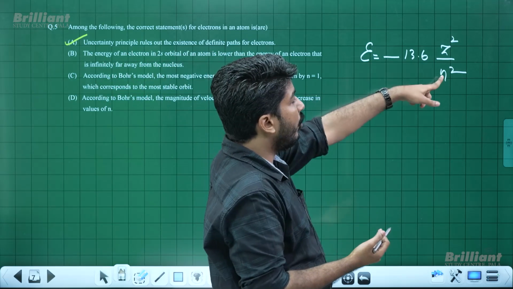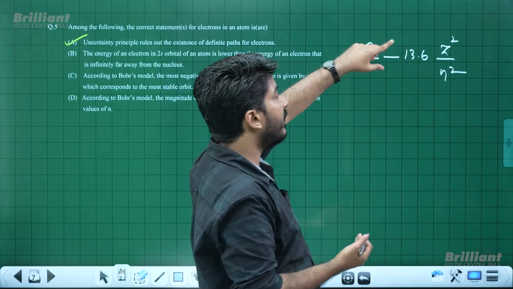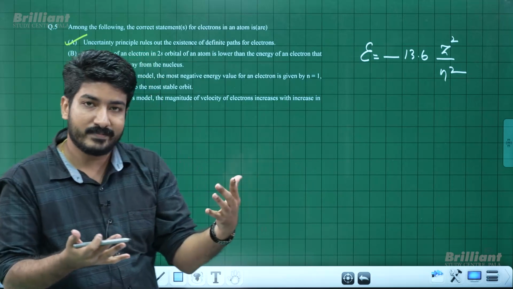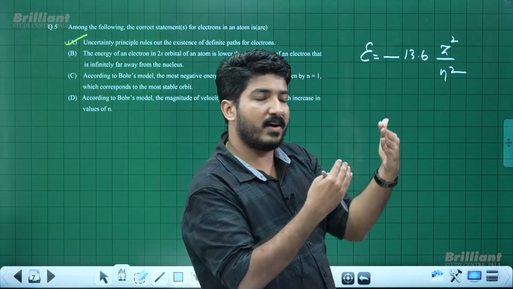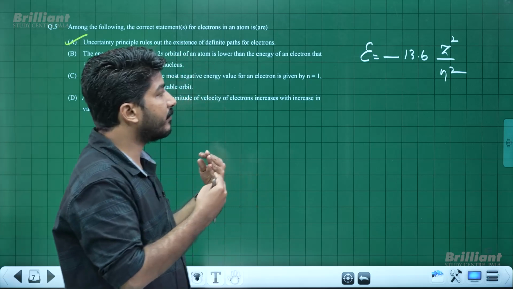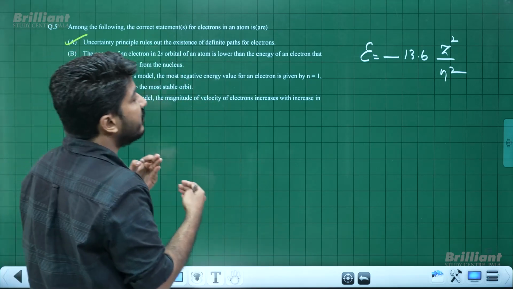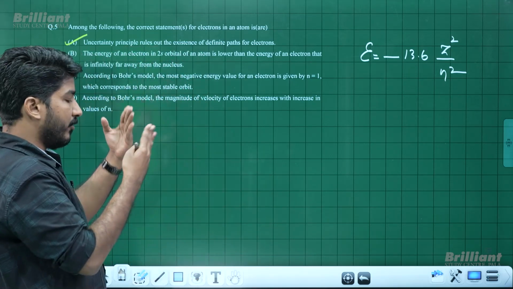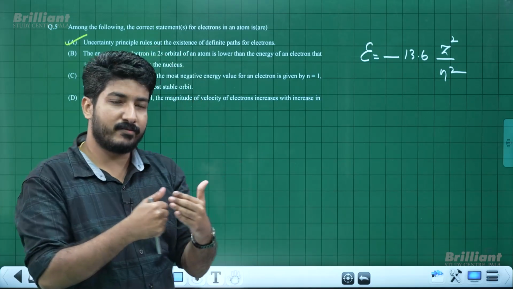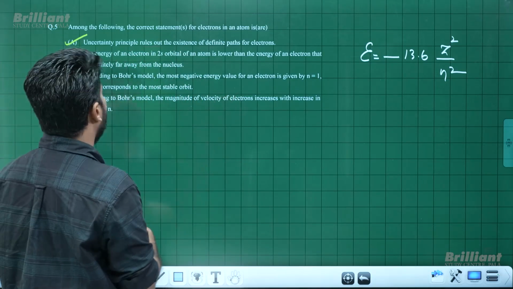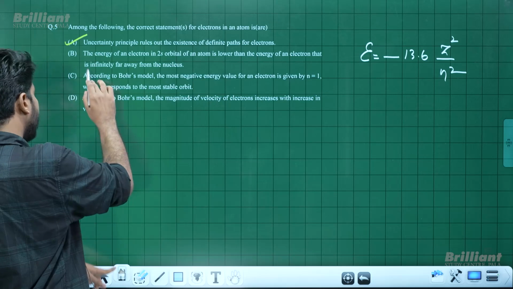So if we put lower values of n, this will give us a more negative value, or if we increase the value of n, the value will become less and less negative, right? So that confirms that a 2s orbital, or closer distance to the nucleus, will have lower energy than a farther electron. So this is also a true statement for us.